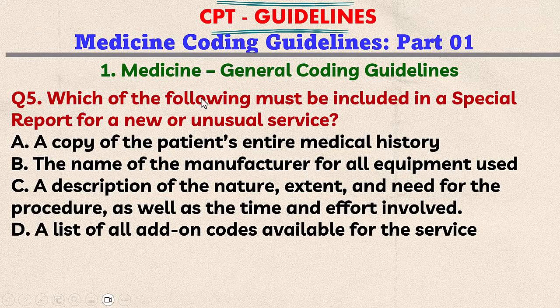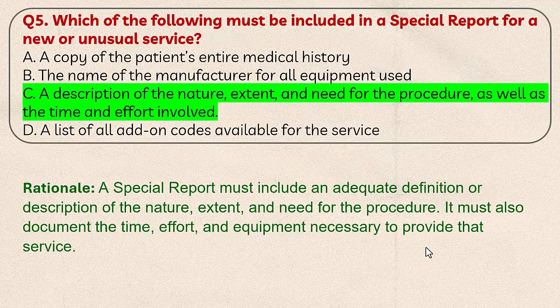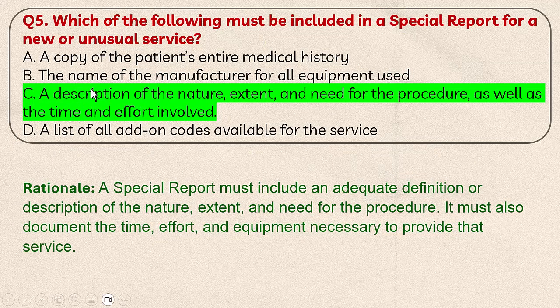Question number 5. Which of the following must be included in a special report for a new or unusual service? A. A copy of the patient's entire medical history. B. The name of the manufacturer for all equipment used. C. A description of the nature, extent, and need for the procedure as well as time and effort involved. D. A list of all add-on codes available for the service. Think the answer. The correct answer is C. A special report must include an adequate definition or description of the nature, extent, and need for the procedure. It must also document the time, effort, and equipment necessary to provide that service.